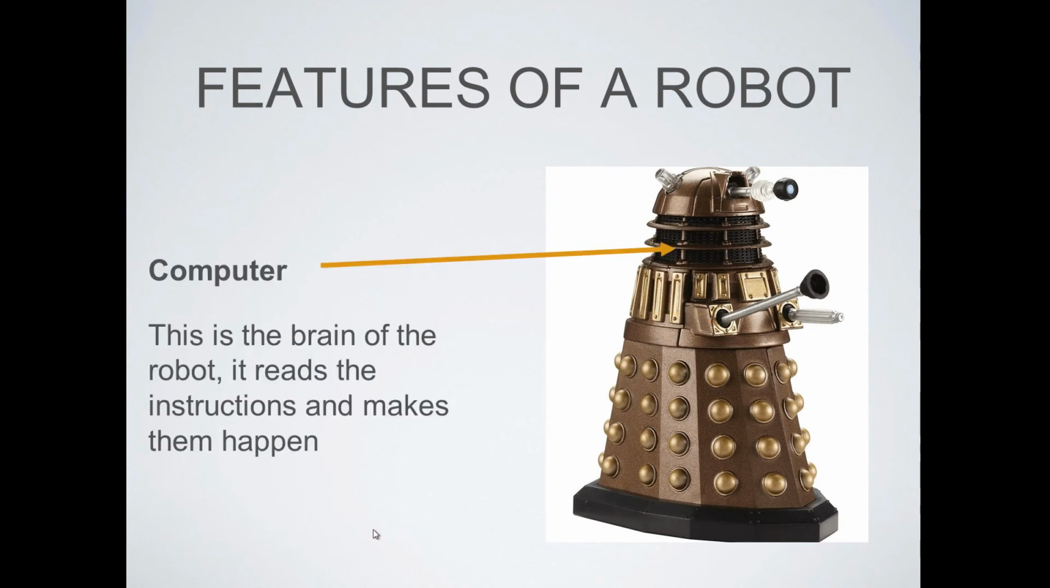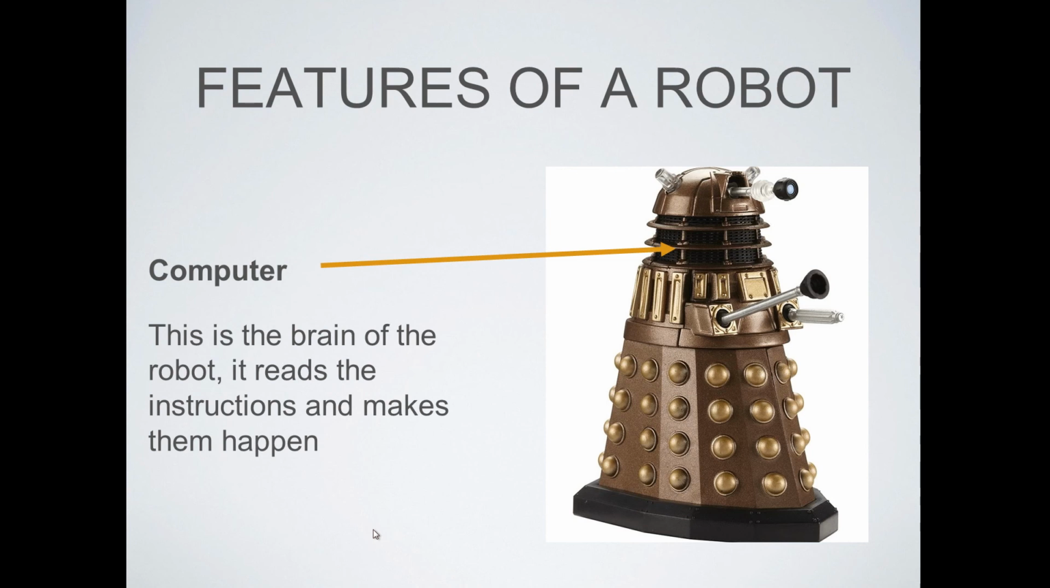Another feature of a robot is a computer. And just like human beings have brains, where everything goes on and a brain makes us all work and function, a computer does that for a robot as well. It is the brain of a robot, and it reads all of the instructions and makes things happen. So when your parents say, tidy your room, you hear that through your ears, and then your brain processes that information. So it says, right, I've got to clean my room. How am I going to do that? Make my bones move so that I can pick up toys that are on my floor and put them in a box. And that's how robots work.